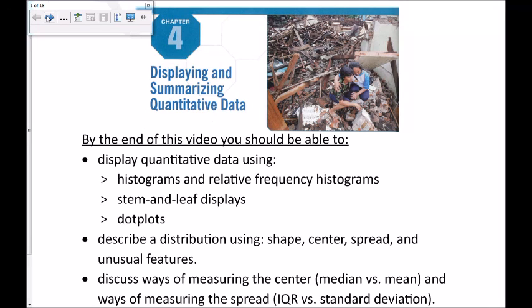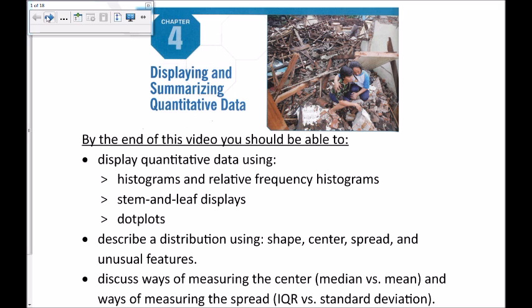This video is about Chapter 4. And in this video, we'll talk about displaying and summarizing quantitative data. By the end of this video, you should be able to display quantitative data using histograms and relative frequency histograms, stem and leaf displays, and dot plots.